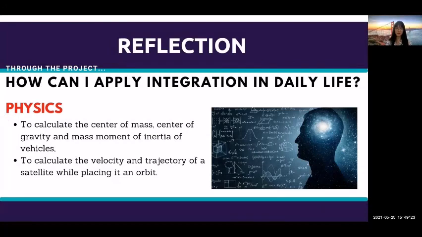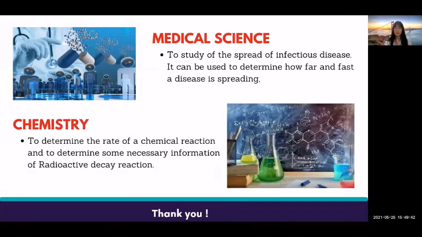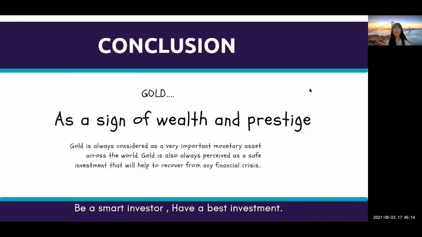First, in the field of physics, to calculate the centers of mass, centers of gravity, and moments of inertia of vehicles, and to calculate the velocities and trajectory of a satellite while placing it in orbit. Second, in medical science, to study the spread of infectious disease. It can be used to determine how far and fast a disease is spreading. Lastly is chemistry, to determine the rate of chemical reactions and to determine necessary information of radioactive decay reactions.